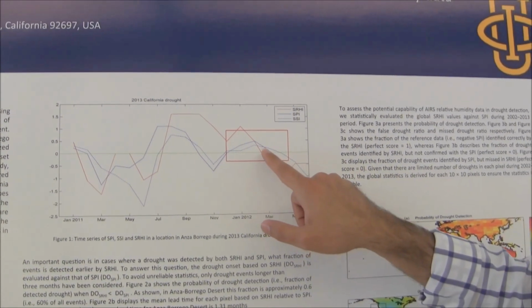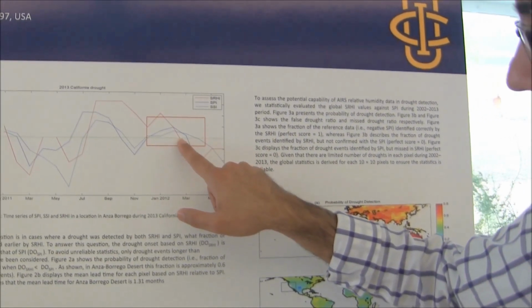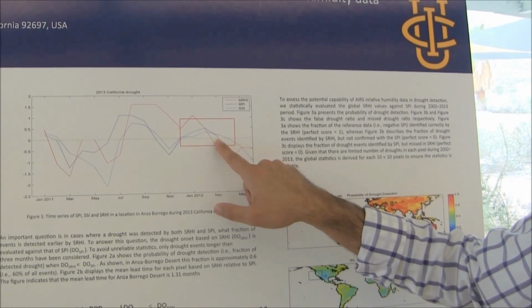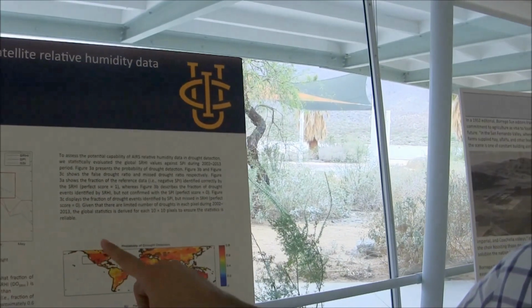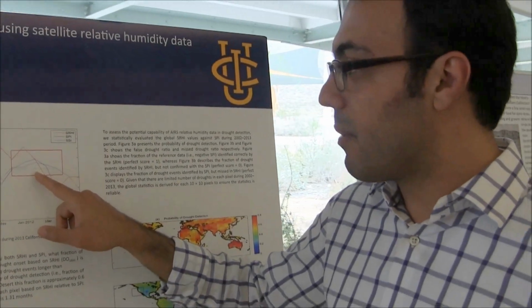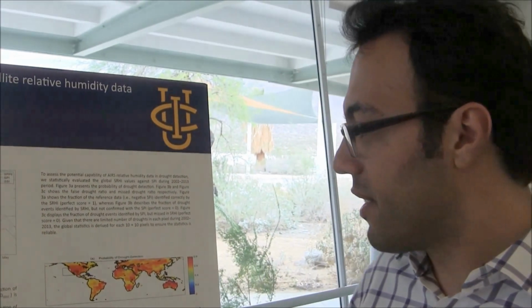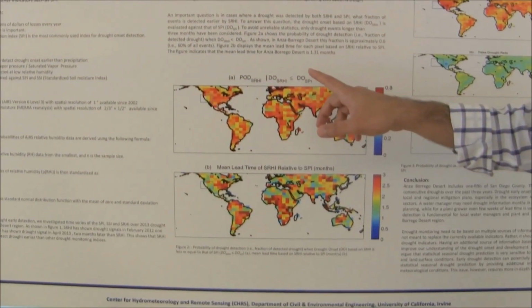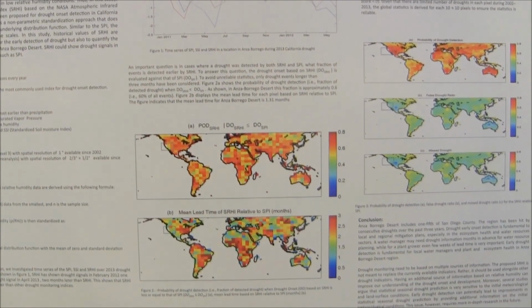So here we see the drought signal with relative humidity earlier than precipitation, and then precipitation earlier than soil moisture. So this shows that we could see the drought signal with relative humidity earlier than precipitation. Interesting, yeah. And then I've tried to look at for how many months we can detect the drought earlier.